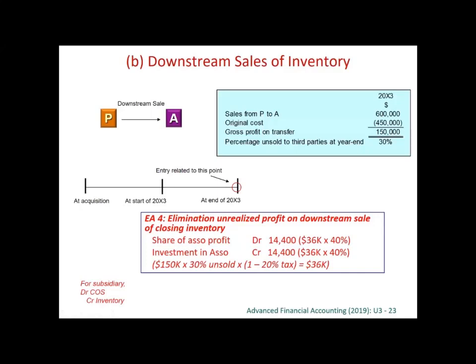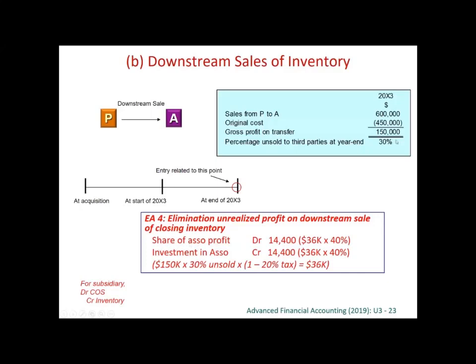If this is a subsidiary, you will credit inventory. But this is not a subsidiary. We don't credit inventory. We credit investment in associate. This is not a subsidiary. We don't debit cost of sales. We debit share of profit.